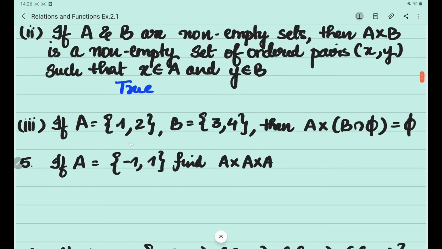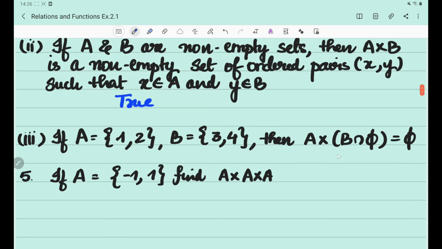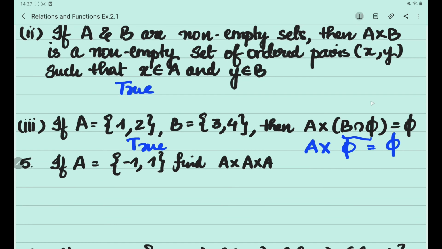Now let's go to the third section of this one. If A is equal to 1, 2 and B is equal to 3, 4, then A cross B intersection 5 is equal to 5. So for that, first you have to find what is B intersection 5. B intersection 5 is what? Again, it's an empty set, because when you take the common set between B and 5, 5 is already an empty set. So there is nothing to take common and it is already a 5. So A cross 5, you can find a relation with an empty set. So again it is a 5 and hence it is a true statement. I hope it's clear.